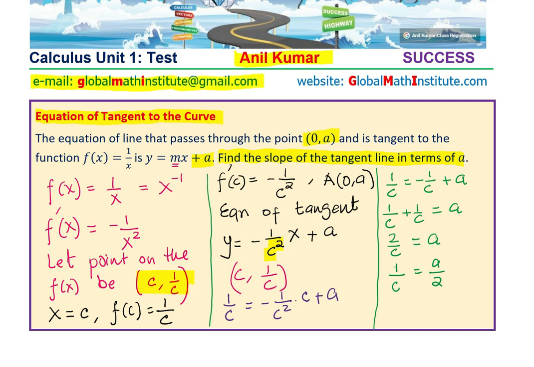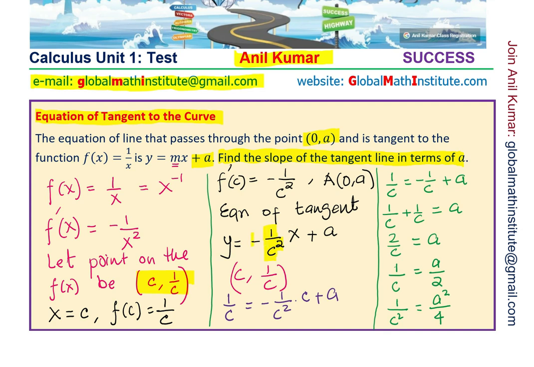And if I want to square it, what happens? So 1 over c squared, squaring both sides, will be a squared by 4. You get the whole idea, right? So 1 over c squared is a squared by 4. Substituting this back into the equation, we get our equation of the tangent line.